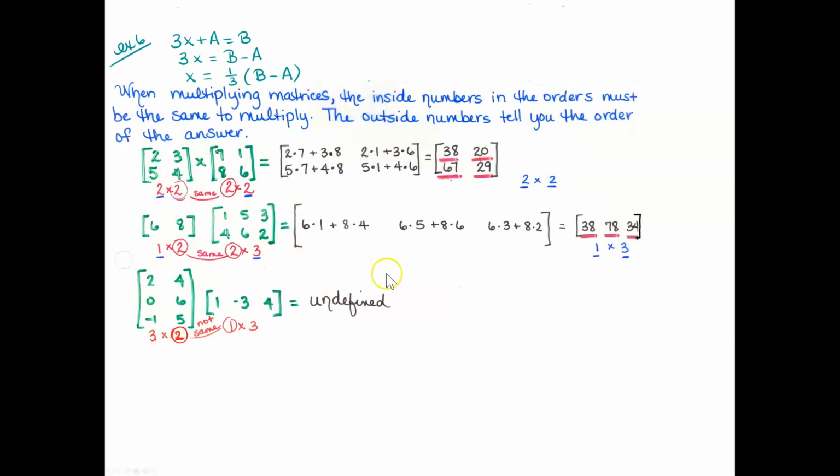And then for my last one, what's the position of this last one in terms of rows and columns? First row, third column. So we're going to multiply first row times third column. So 6 times 3, 8 times 2 will give us that 34 when we add those together. And as we already mentioned for this last one down here, because the inside numbers were not the same, then we can't multiply. Okay?